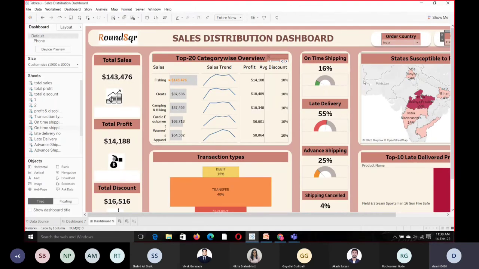This is all I have, these two dashboards that I had. Now I'm open to any questions.